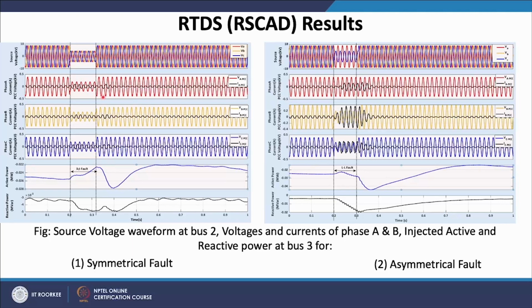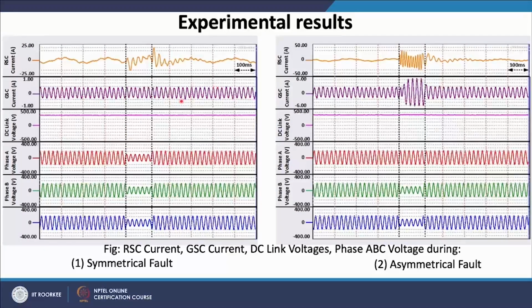The DFIG wind system is exposed to the symmetrical fault with a dip in the stator voltage of 50% of its nominal value in each phase for 5 cycles, that is, 0.1 second duration. The PHIL experimentation results are presented in the figures.